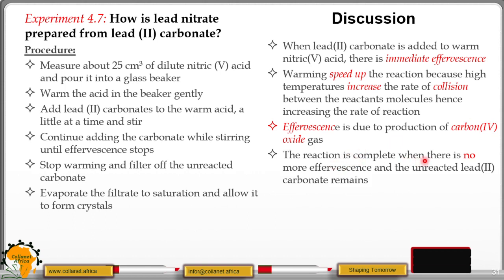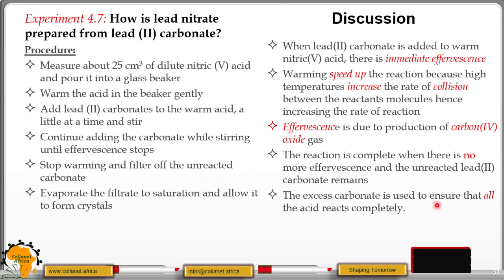The reaction is complete when there is no more effervescence, which means that all the acid has been neutralized, or has been consumed, and the unreacted lead 2 carbonate remains because it is in excess. We normally use it in excess to ensure all the acid has reacted. The excess carbonate is used to ensure that all acid reacts completely.